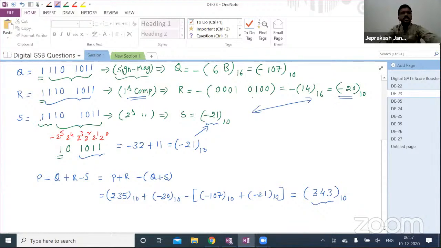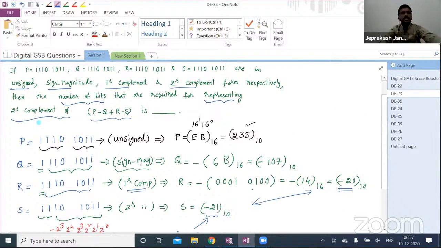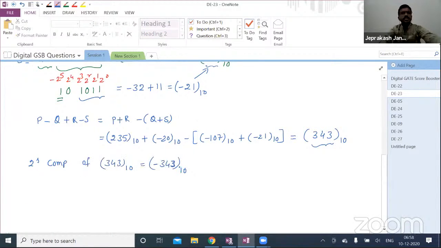Now, what is he asking? 2's complement of this number, right? So that means 2's complement of 343. That is nothing but what? Minus 343. That means if you are applying 2's complement to a positive number, you will get a negative number. If you are applying 2's complement to a negative number, it will become positive, right? Like that, vice versa.